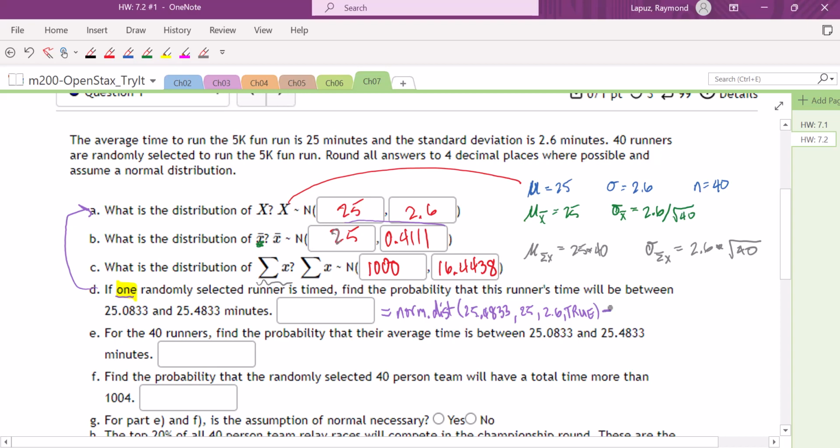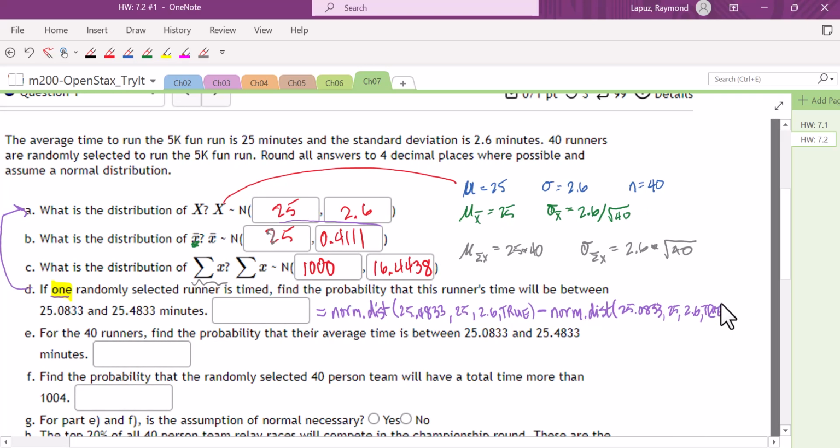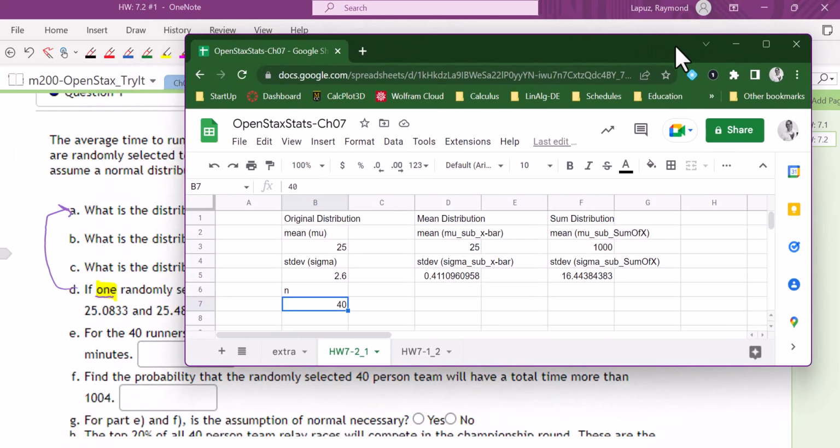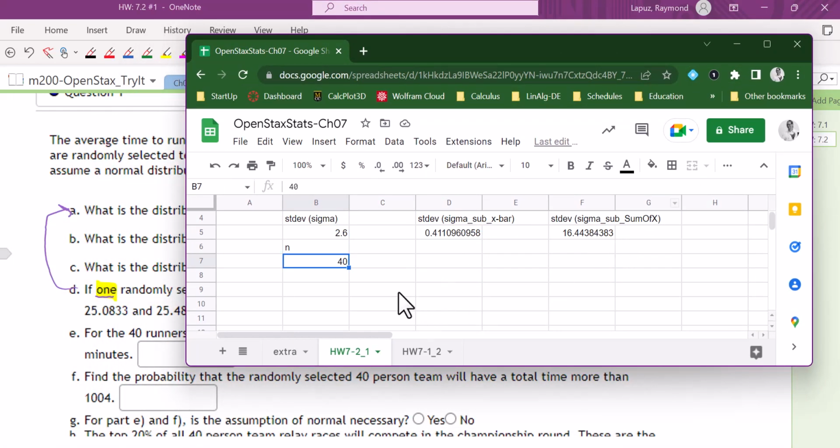But if we're between two values, we have to find a value for the larger one and subtract the value for the smaller one. So that's norm.dist, and then the smaller value is 25.0833, and then the same mean, 25, the same standard deviation, 2.6, and then true again. And then that should give us our value. So let's do this, and let's see how quickly we can find this.